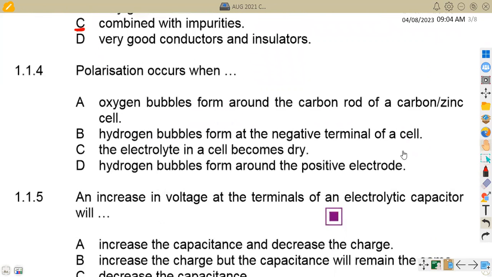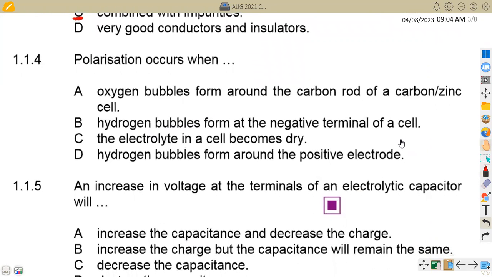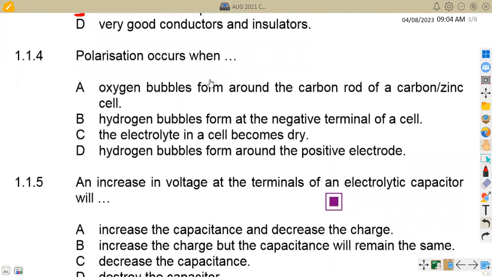Polarization occurs when, does polarization occur? All right, oxygen bubbles from around, okay, the electrolyte. Hydrogen bubbles form around a positive electrode. So this is what we have here. We've got our polarization here.